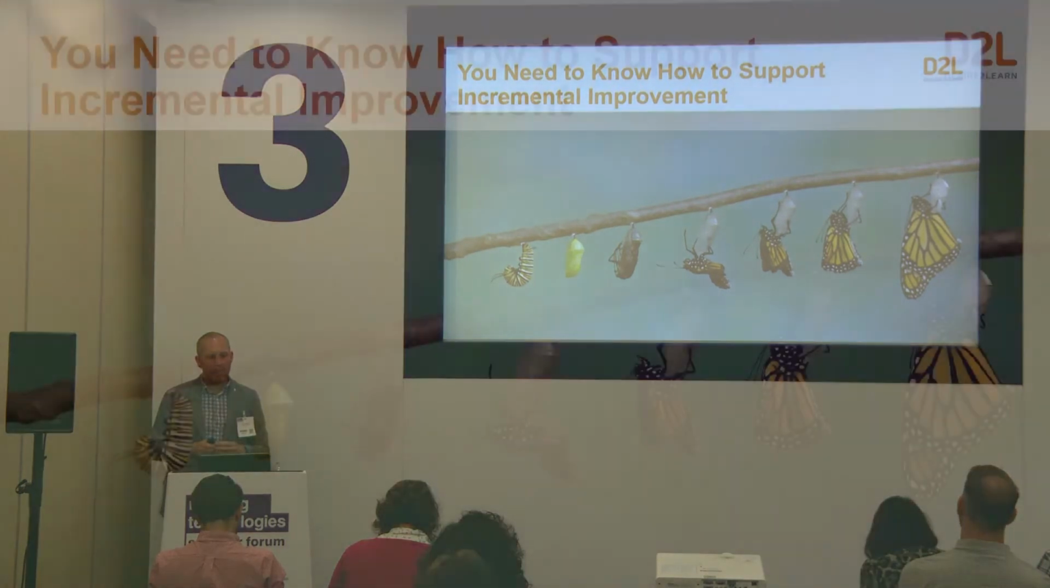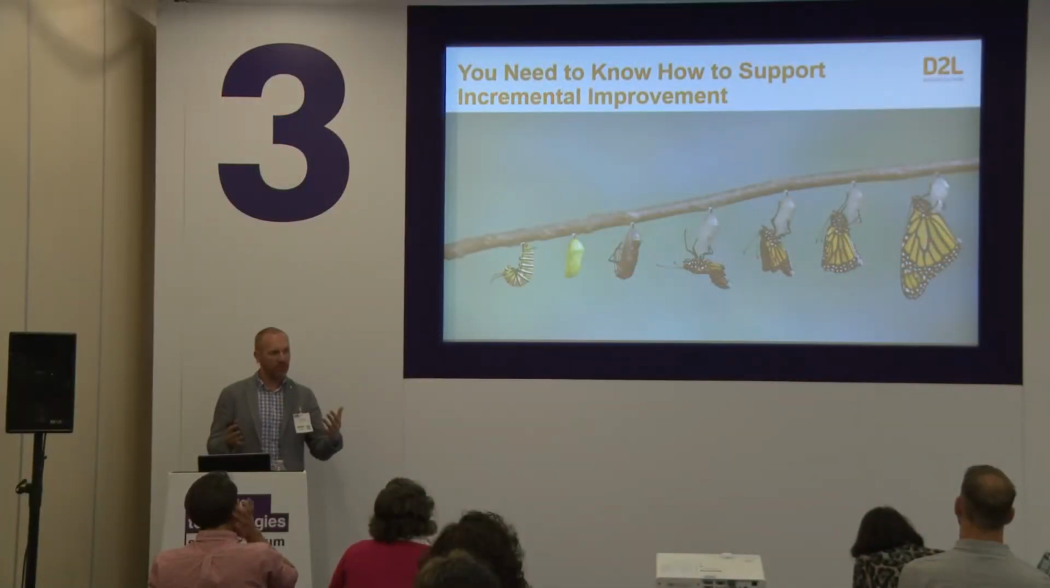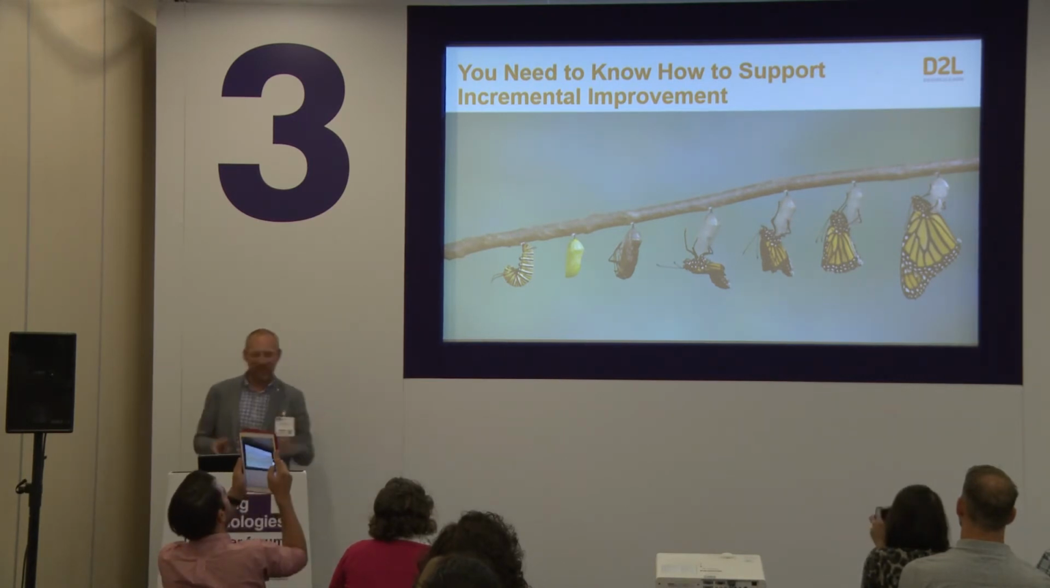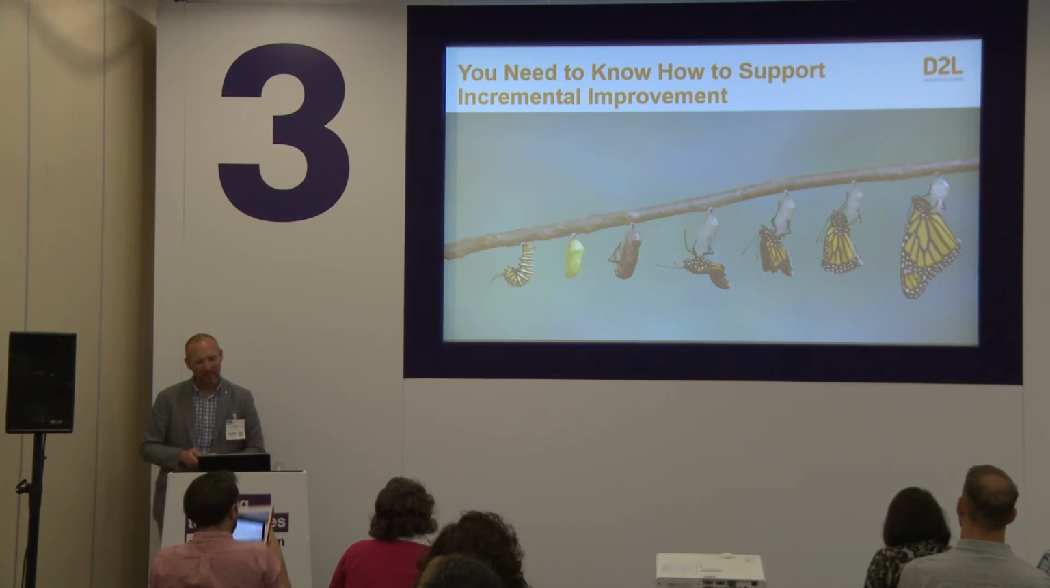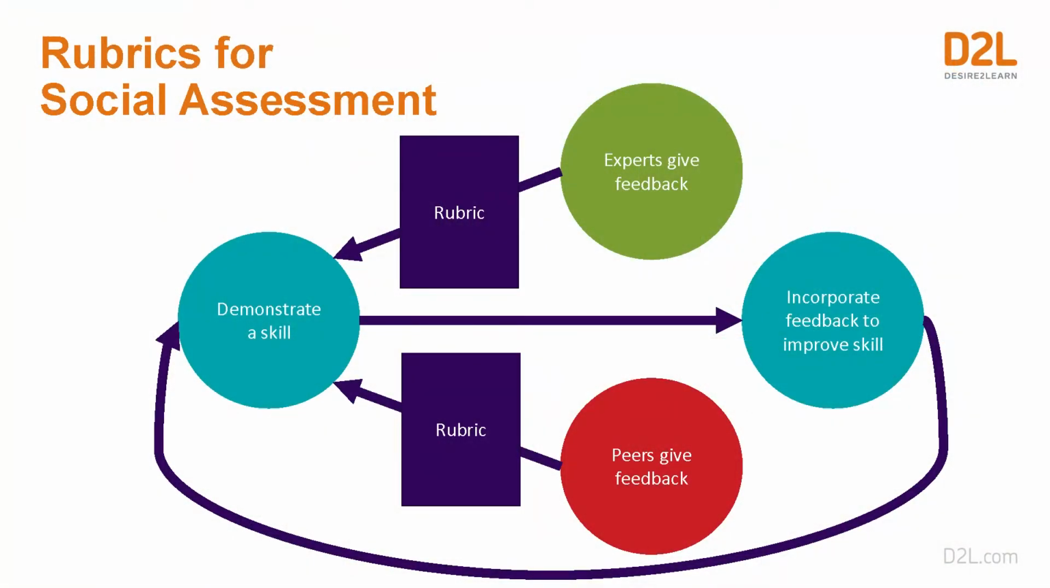And if you can do that, you can help people to move through incremental improvement. So if you've got that type of structure set up, that's what you're trying to do with feedback, right? You're trying to get people to move forward with incremental feedback. You're trying to get them to move through all the failures to get to the end result of where they become a butterfly, right? So one of the ways we can do that is using something called rubrics.